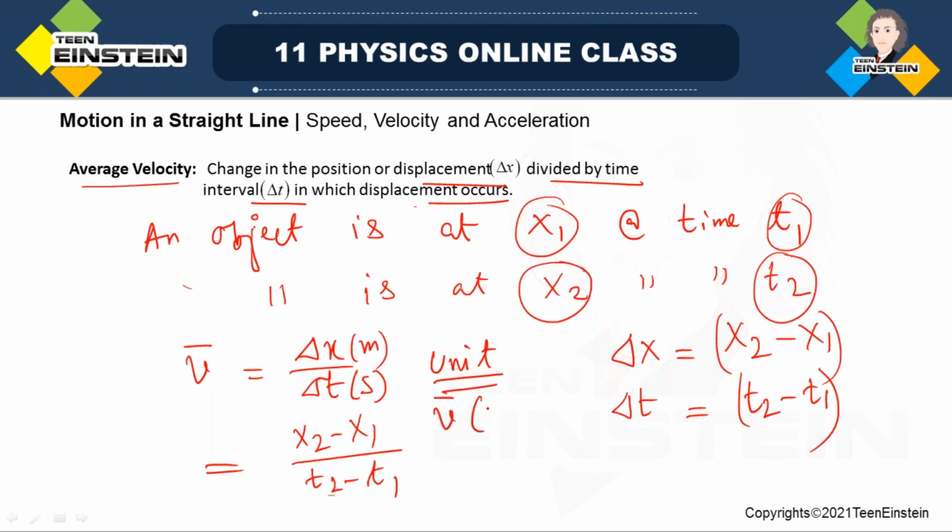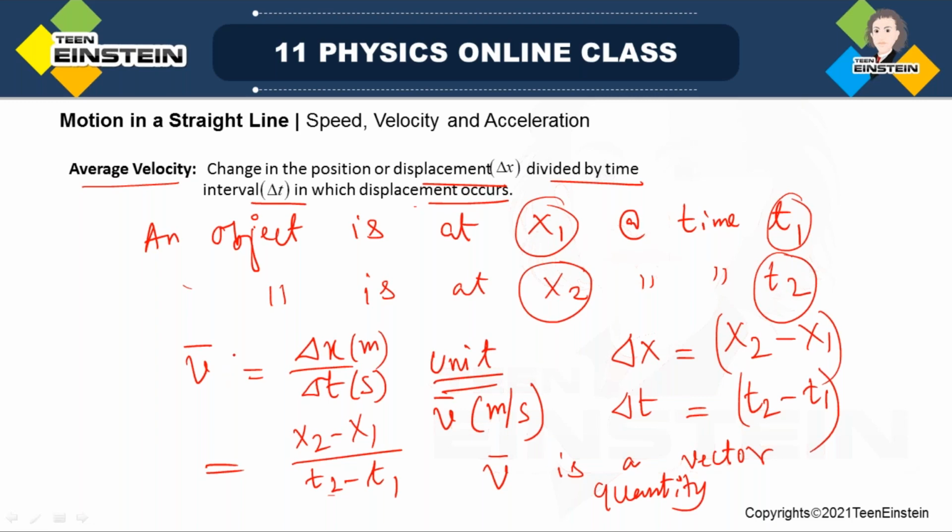Average velocity has unit meter per second. Okay, meter per second. You have been learning this from your 8th standard, maybe, when you started learning what is velocity. And since displacement is a vector quantity, velocity, average velocity, which I am writing as v bar, is a vector quantity.